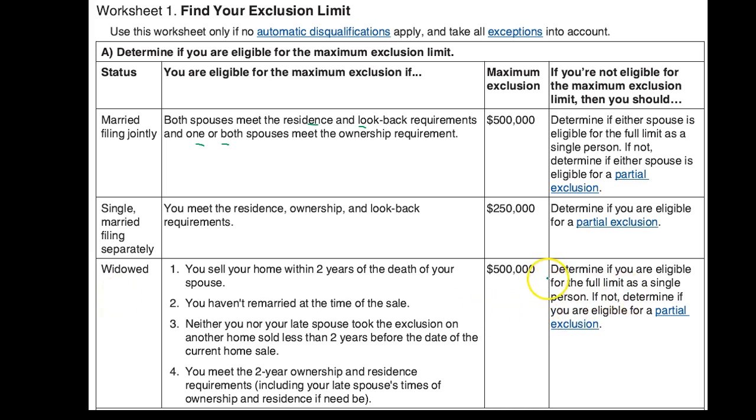What if you don't? Then if you're not eligible for the maximum exclusion limit, you should determine if you are eligible for the full limit as a single person. So same as item 1, we're going to say, well, if I don't get the 500 exclusion, do I qualify for the 250 exclusion? If not, then determine if you are eligible for the partial exclusion. So that's how we'll go through our thought process when thinking through the exclusion limits.